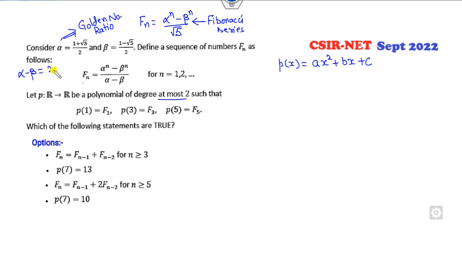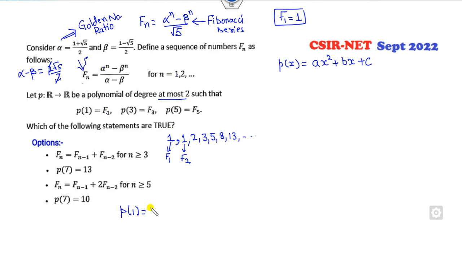What is alpha minus beta? 2 root 5 over 2. Fine. So what is the meaning of that? Fn is the Fibonacci series number. So what is the Fibonacci series? What is F1? F1 will be 1. Fine. Now what is P1? If I look here, P1 is F1, starting from 1. Then the Fibonacci series 2, 3, 5, 8, 13 and so on. This number is F1. This is F2. So F1 is 1. So P1 is 1.